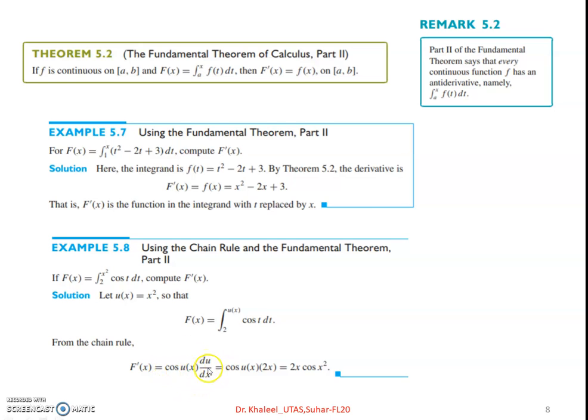So cos u(x) as it is, times du by dx, that means the derivative of x squared, which is 2x. So f prime x is 2x cos x squared. So this u(x) I am just replacing back there.